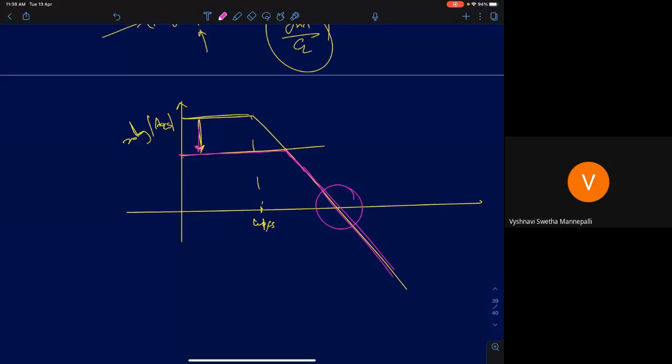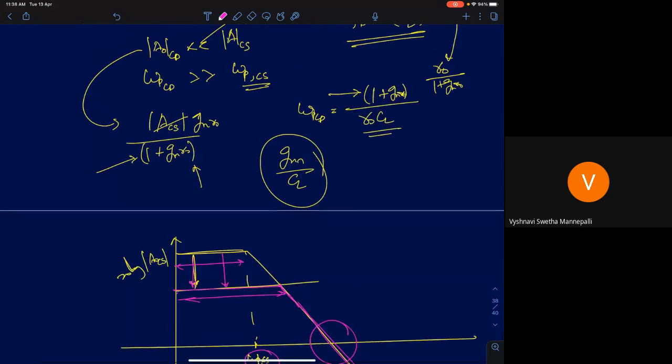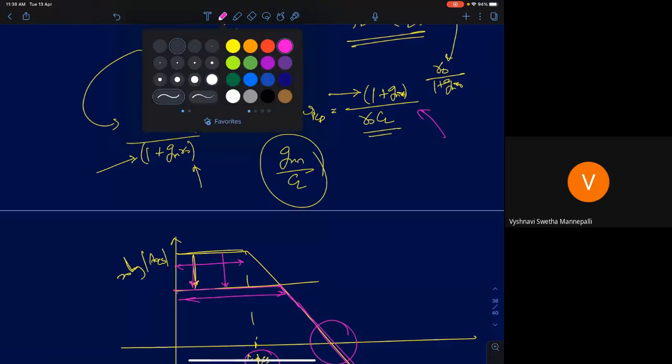So this is how the circuit will look. The bandwidth has expanded, but the gain has reduced. The 3 dB bandwidth has increased, right? So the 3 dB bandwidth here has increased by 1 plus gm R naught times, if you consider R naught.